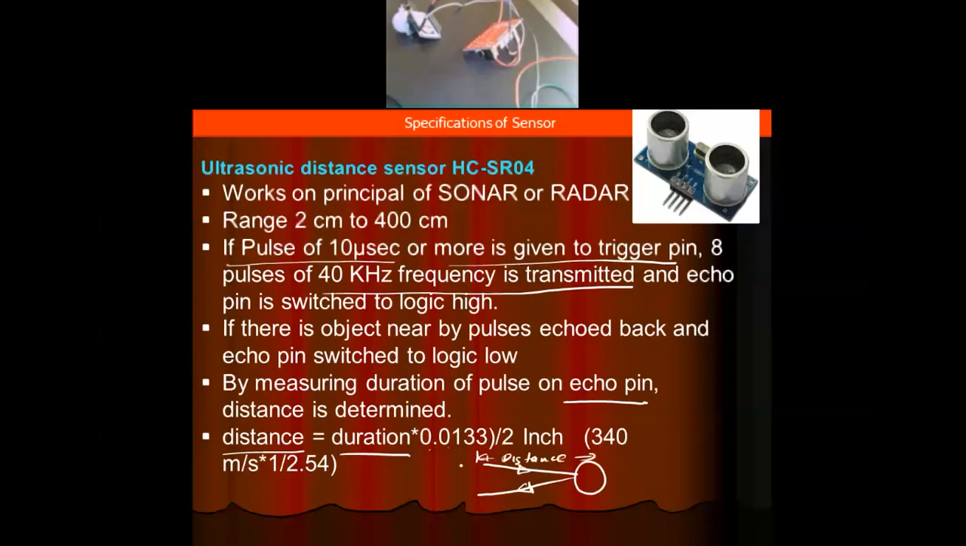So here is your sensor, and here is your object. To measure the distance, we are using this, because the ultrasonic wave will transmit at the rate of 340 meters per second. And when you convert that into inches, you have to divide it by 2.54. So that's 0.0133. And you divide it by 2 because you want to measure the distance, so we have to divide it by 2. We can use this formula in our program to get the distances from the ultrasonic sensor.